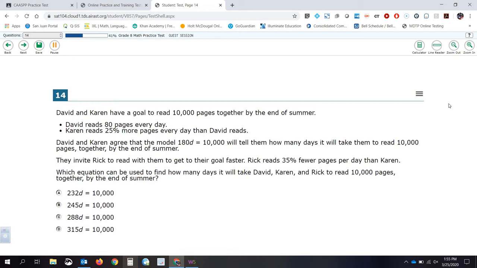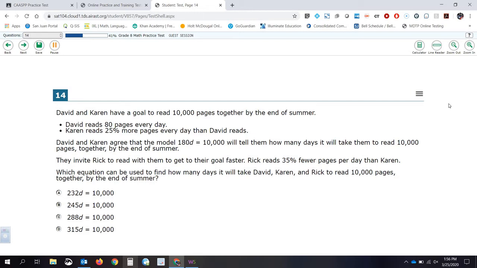David reads 80 pages every day. Karen reads 25% more pages every day than David reads. David and Karen agree that the model 180D equals 10,000 will tell them how many days it will take them to read 10,000 pages together by the end of the summer.